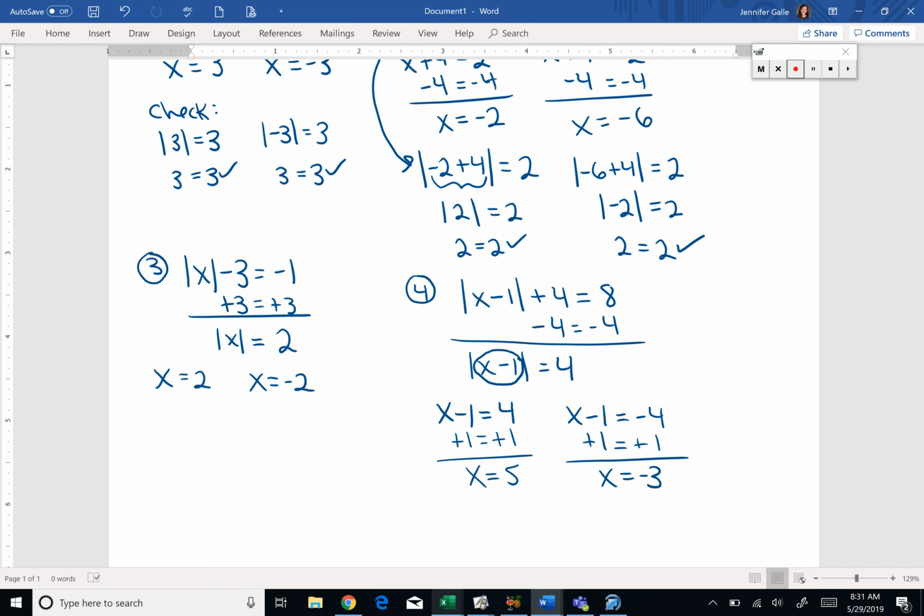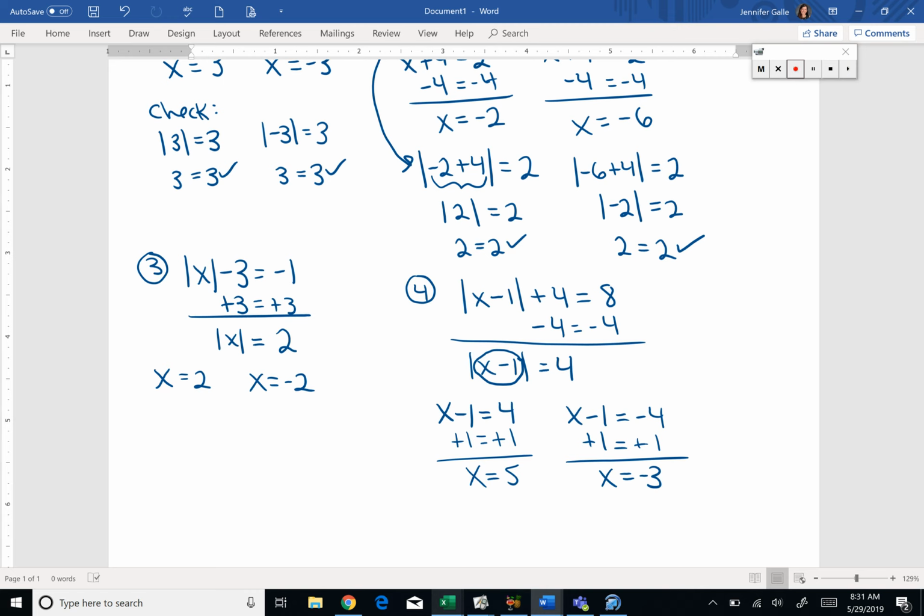So as I walked around, a lot of us did have 2 solutions, but make sure you went about it the right way. You need that expression inside the absolute value bars to equal positive 4, and then you need the expression inside the absolute value bars to then equal negative 4.